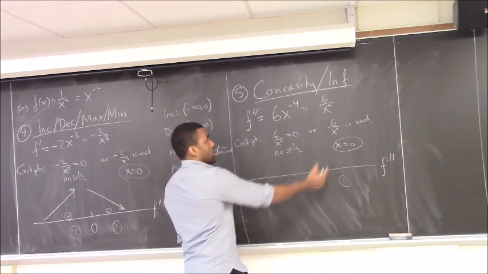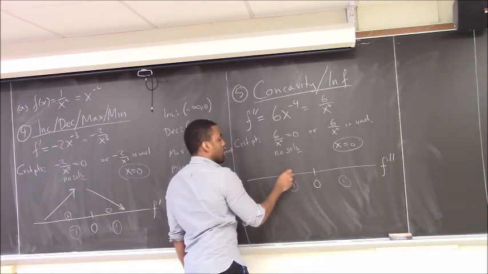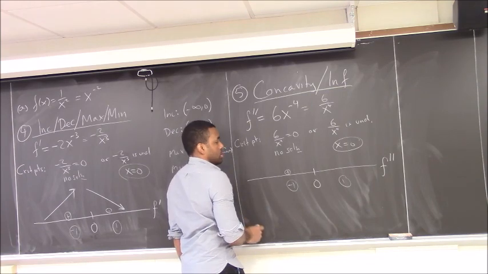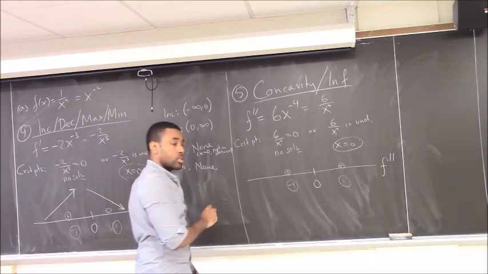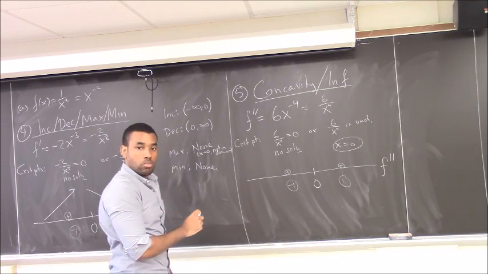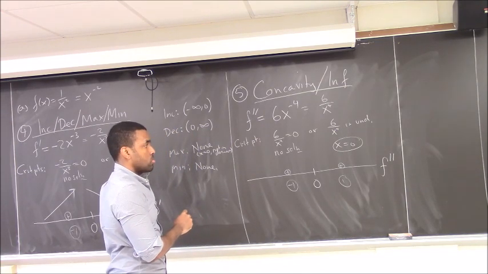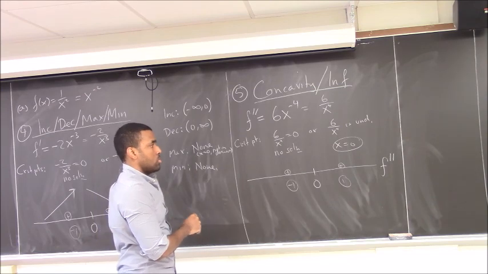I'm plugging in -1 into this guy. Notice that I get a positive number. If I plug in 1 into that guy, I also get a positive number. What does that mean here? It's just increasing. No. Well, the rate of increase in the function is increasing. But what does that mean?